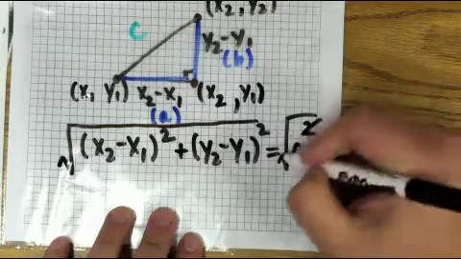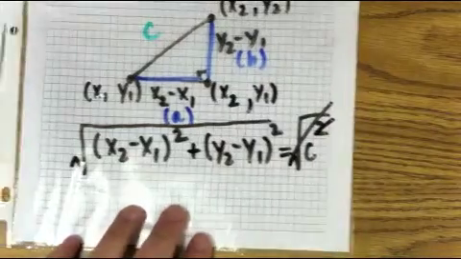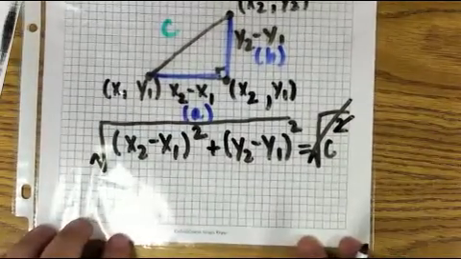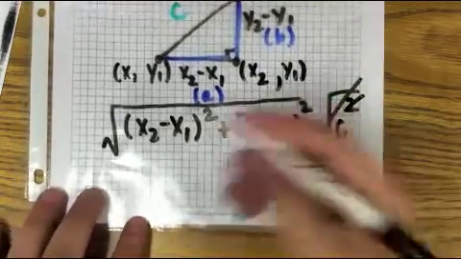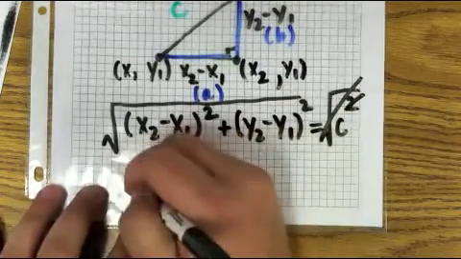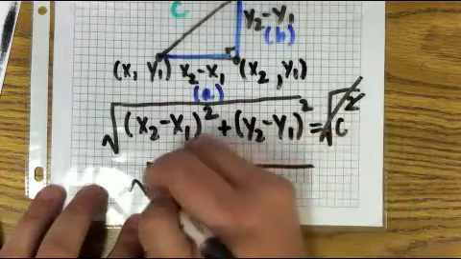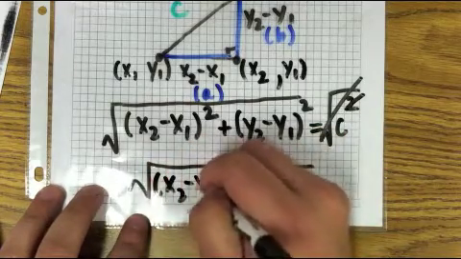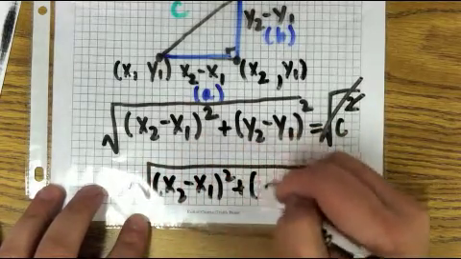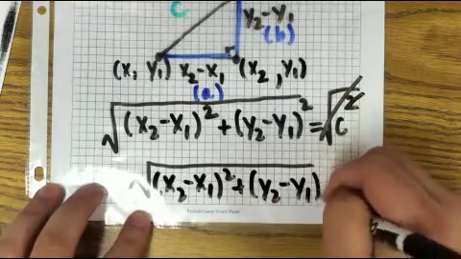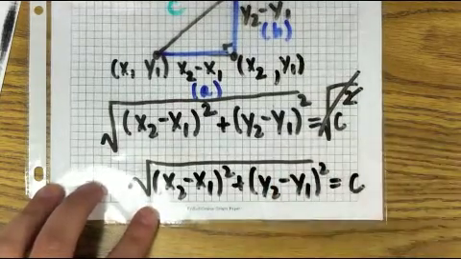Okay, and if I square root that, I'm just left with a c. And what do you see in front of you? Yes, the distance formula. So again, just make it nice and pretty. Square root of x2 minus x1 squared plus y2 minus y1 squared is equal to c.